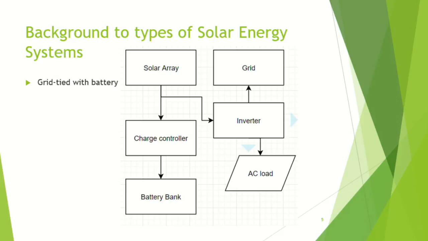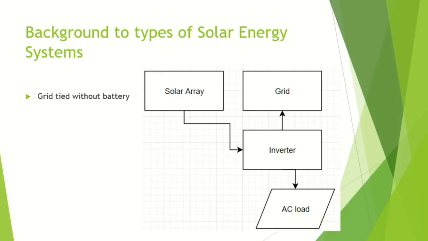And also a grid-tied system implies that the inverter feeds some of the energy back to the grid. Another common system is grid-tied without a battery, so you can still feed energy back to the grid, but without storing any energy.